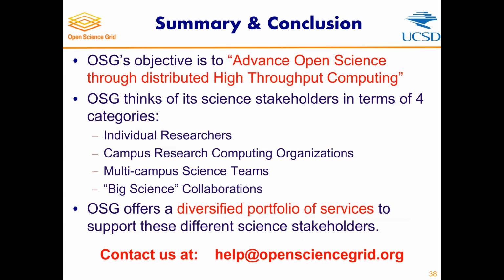Summary and conclusions. OSG's objective is to advance open science through distributed high throughput computing. I hope I have explained the power, what I call the ingenious parallelism of high throughput computing. OSG thinks of its science stakeholders in terms of 4 categories. We think of them in terms of 4 categories because the categories require radically different ways of working together. And OSG offers a diversified portfolio of services to support these different science stakeholders.